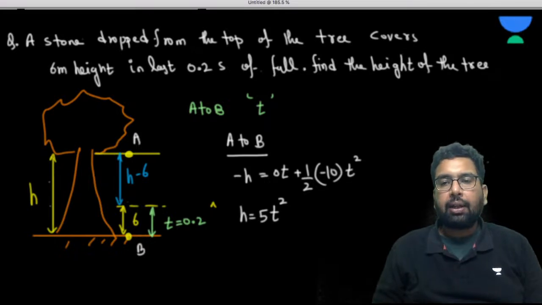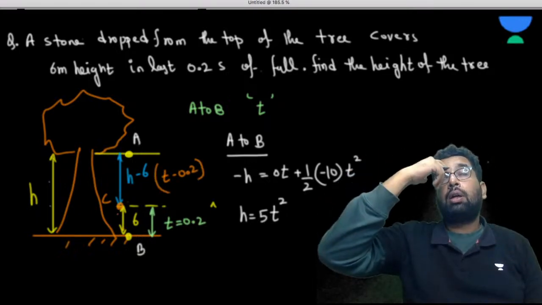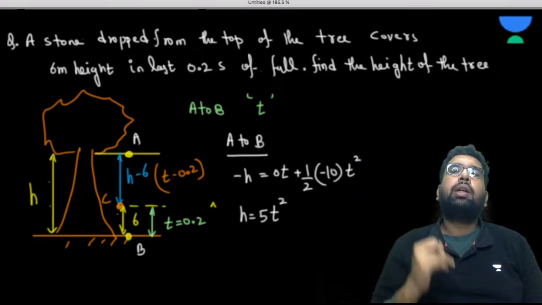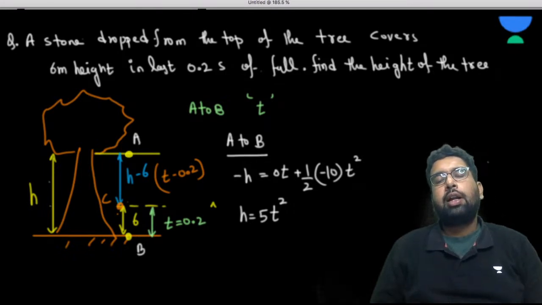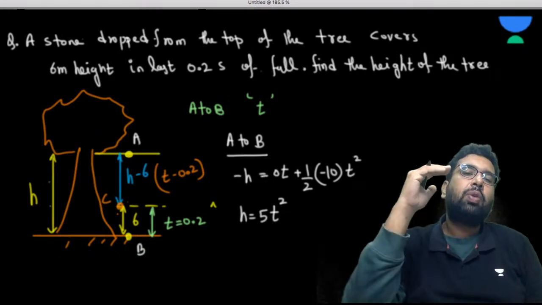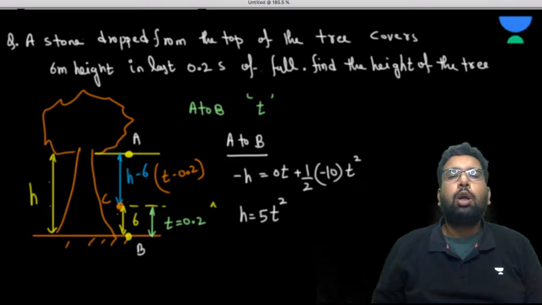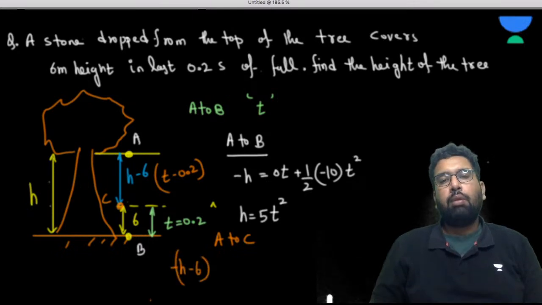Now please tell me, from point A to this point C, the time is t minus 0.2, isn't it? From the top of the tree it reaches the ground in t time, and in the last 0.2 second it covers 6 meters. So it reaches from A to C in t minus 0.2. Considering the motion between A and C, can I write that the displacement is minus (h minus 6)? Why? Because it is downward.